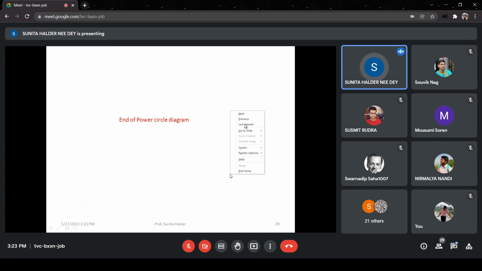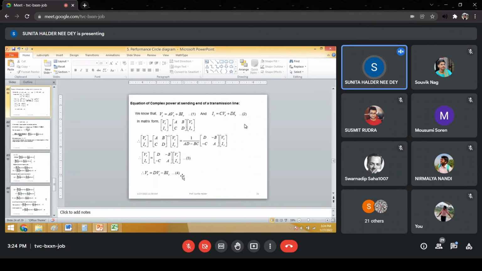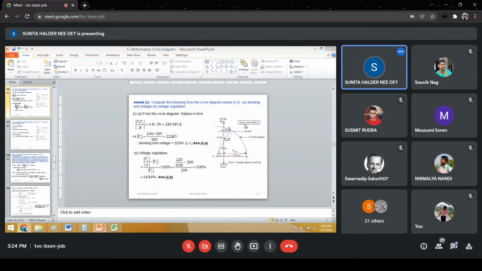So this is the end of the power circle diagram. The power circle diagram is quite complicated. You must do it yourself and tell me in the next class if you have any doubt. Otherwise, I shall skip to the next topic.